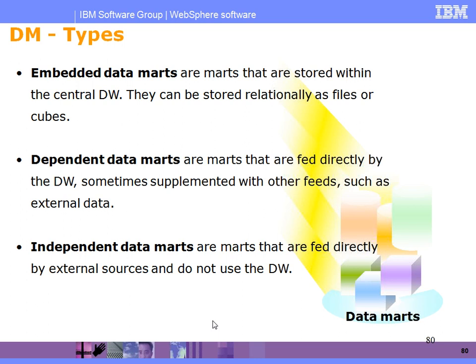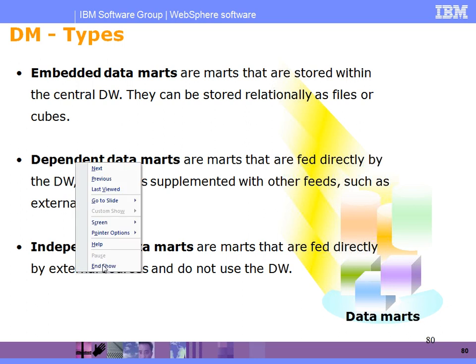And the third type of data marts is independent data marts. These are the data marts that are fed directly from external applications, and they do not use the data warehouse data, because in the bottom-up approach these marts are created before loading the data into the warehouse. These are the different types of marts.